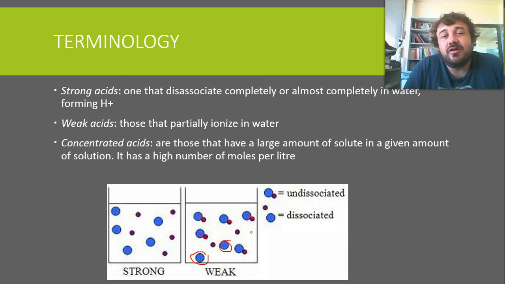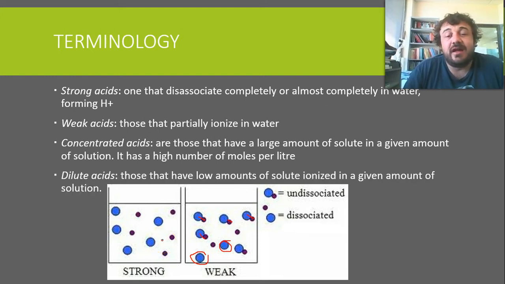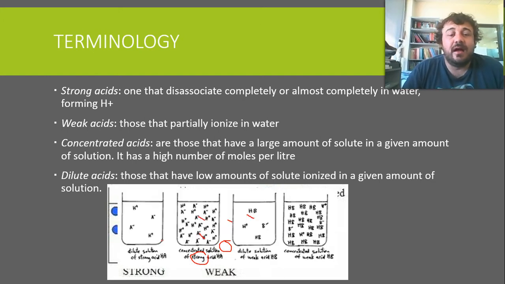Now, concentrated acids, this just means that you've got a large number, so a high level of moles per liter, a large number of molecules in there. Dilute obviously means you've got a small amount. Now that is completely independent of the term weak and strong. They are completely independent of one another.